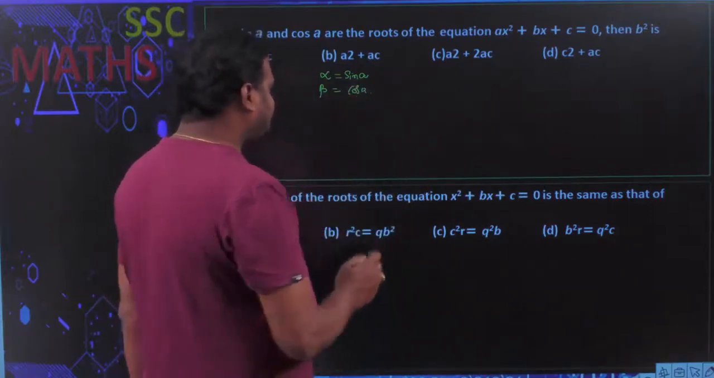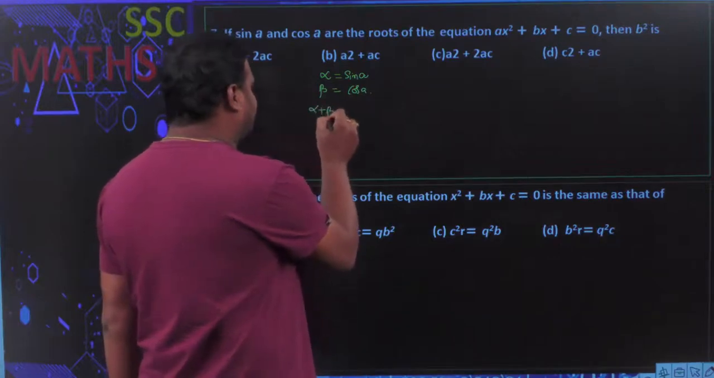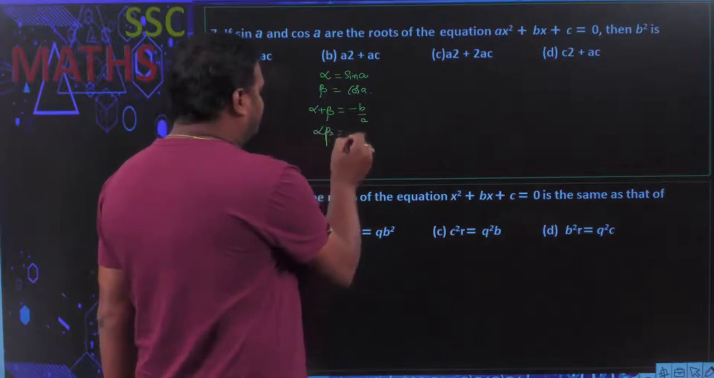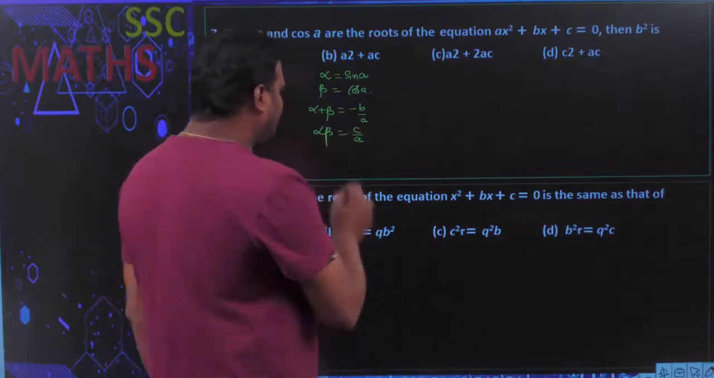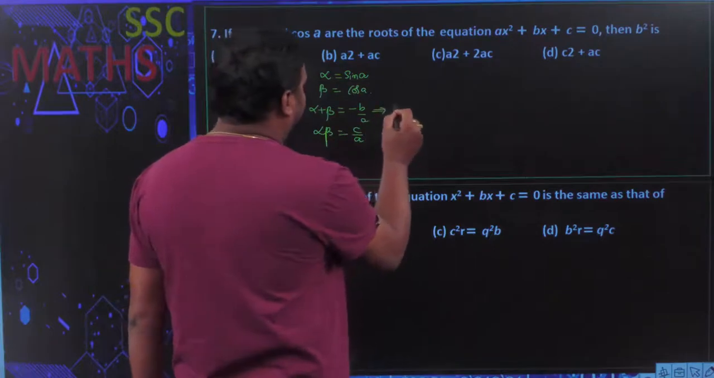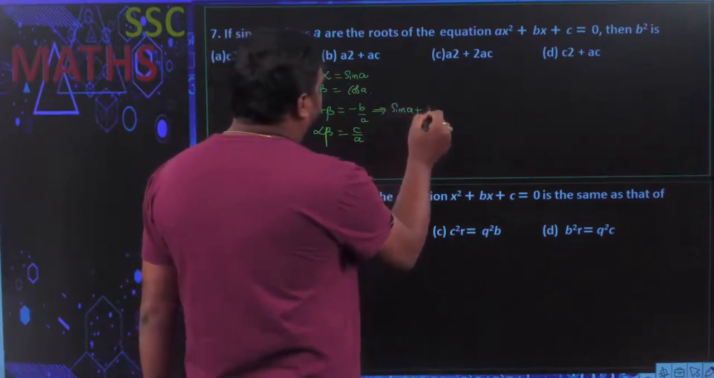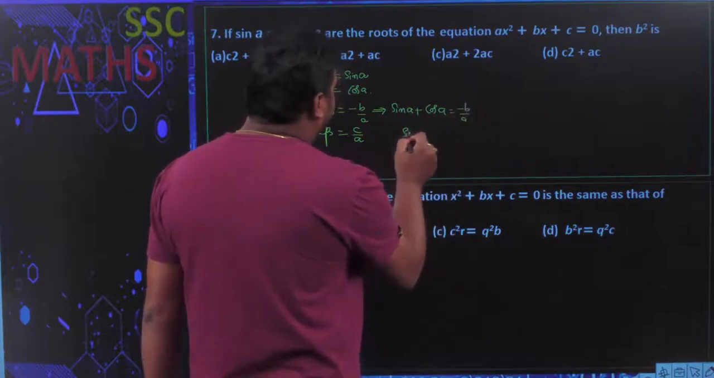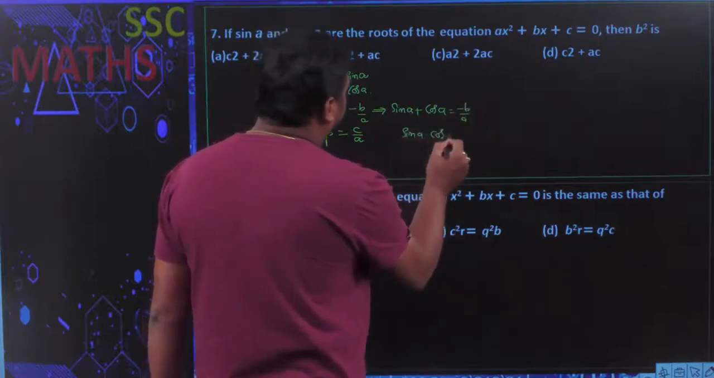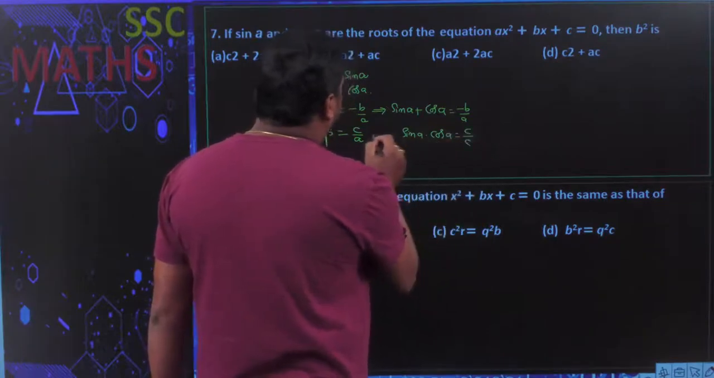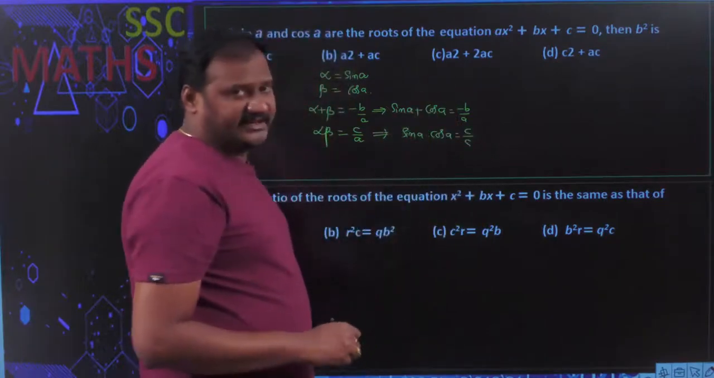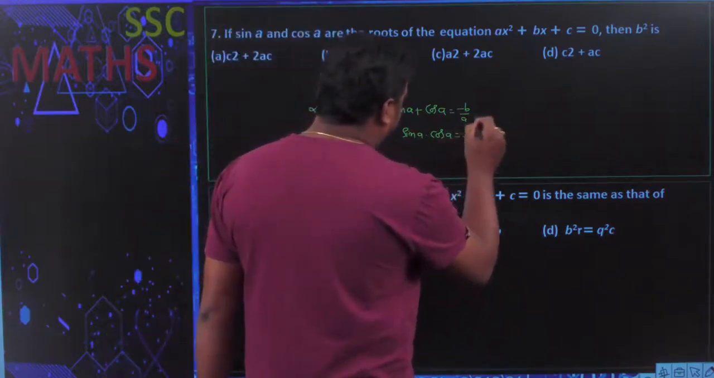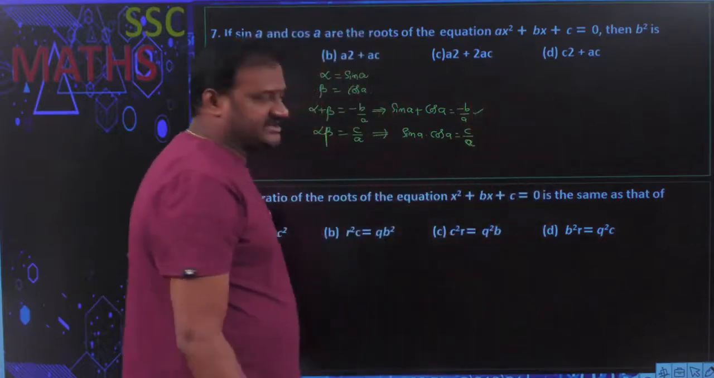But we know that alpha plus beta is equal to minus b by a, and alpha into beta is equal to c by a. This information was already there. Alpha plus beta is nothing but sin A plus cos A. So sin A plus cos A is equal to minus b by a, and sin A into cos A is equal to c by a, right? You need to find out the value of b square. In order to find the value of b square, b is located over here, so you will have to square this first equation on both the sides.